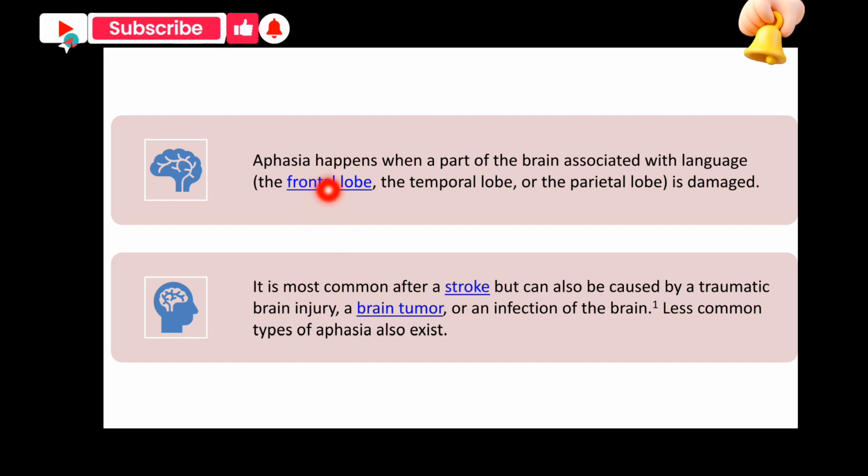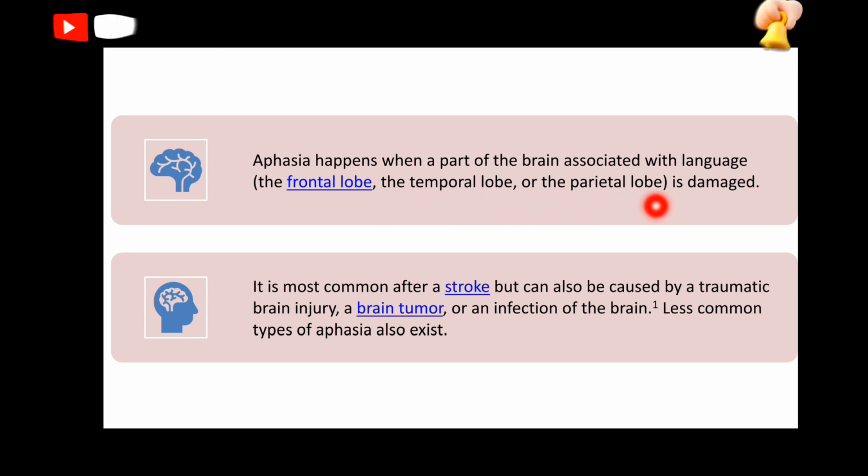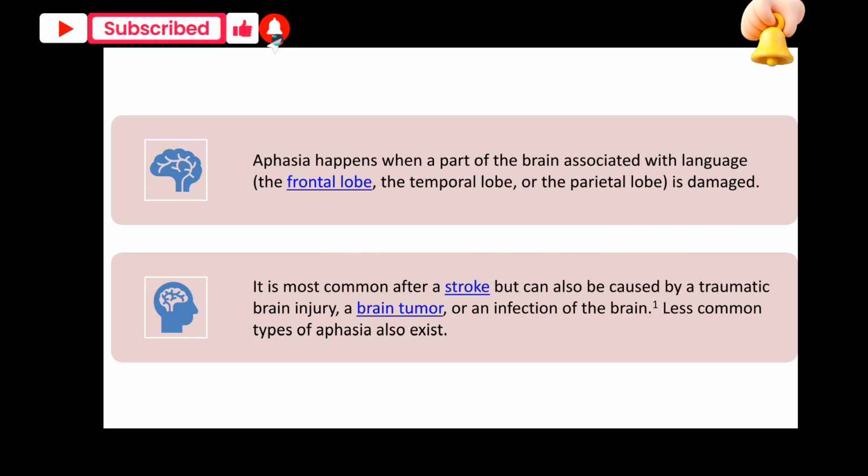Now, aphasia happens when a part of the brain associated with language, like the frontal lobe, the temporal lobe, or the parietal lobe, is damaged. If one of these parts is damaged, you will have problems in understanding, production, or listening. It is most common after a stroke, but it can also be caused by a traumatic brain injury, a brain tumor, or infections of the brain. Less common types of aphasia also exist.